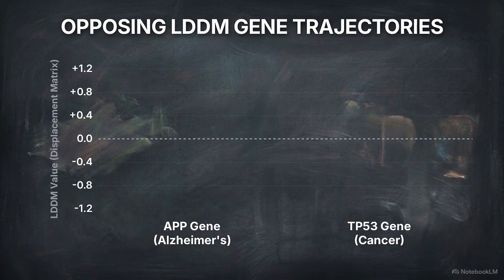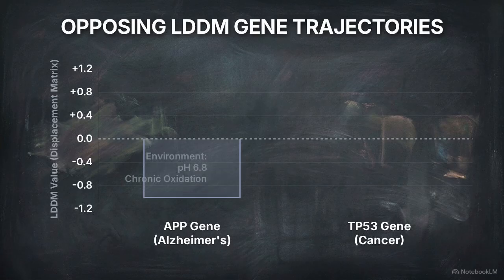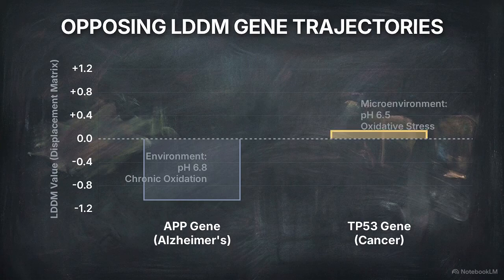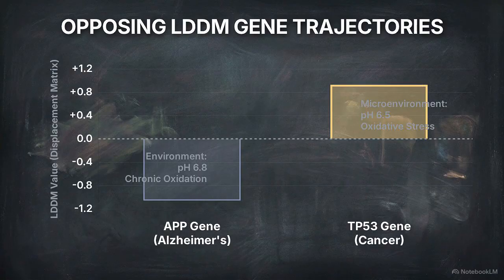This graphic contrasts the two disease states. On the left, Alzheimer's conditions drive the APP gene's LDDM value into a stabilized, deep negative trajectory, reaching negative 1.058. The right side models the cancer microenvironment, targeting TP53 at a 6.5 pH. Here, oxidative stress forces a 6.1% leap in electrostatic repulsion, pushing the LDDM value into positive territory, hitting positive 0.939.